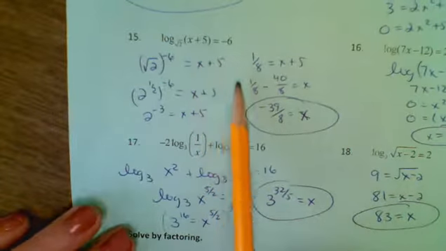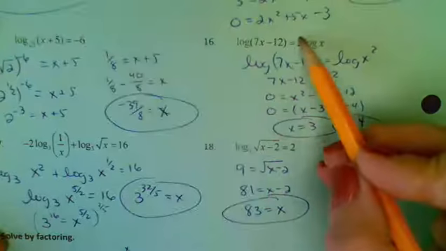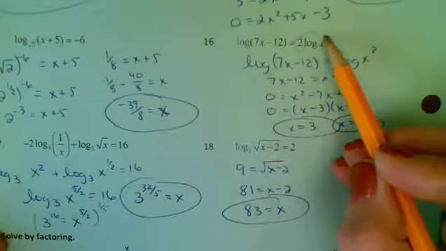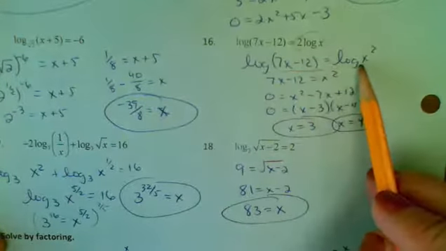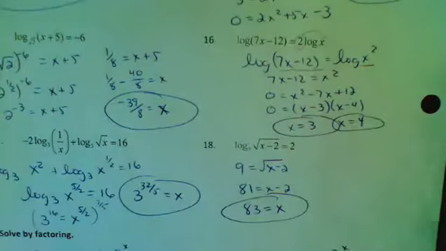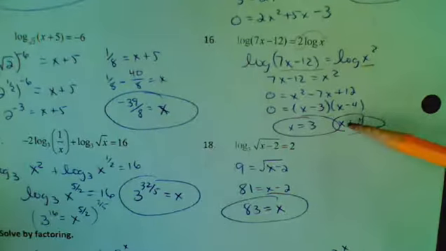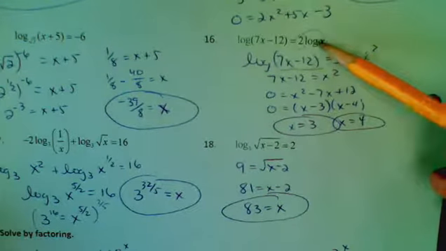log of a positive. 16 is two logarithms that are equal to each other, but there is this 2 out here, so you got to take care of that 2 first. So you bring it up as a power. Now that you have the common log of one thing equals the common log of another, now you know those two things are equal. You set them equal, quadratic, factor it. Both of those, when you plug them back in to the original problem, you will get a positive.